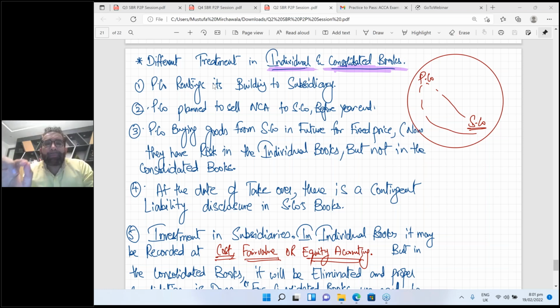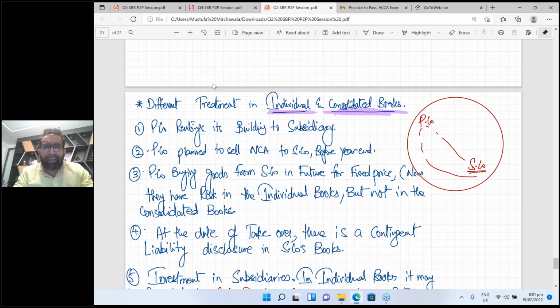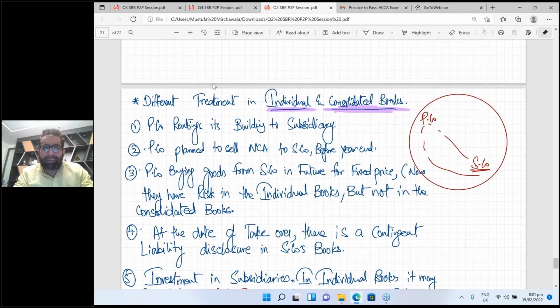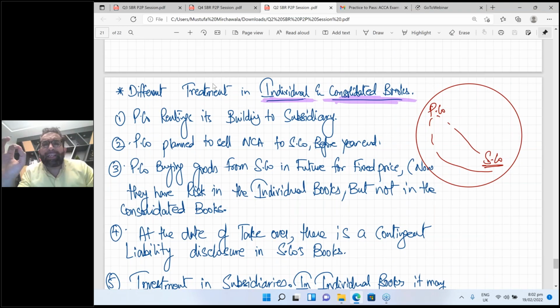Different treatment in individual and consolidated books means same transaction, but different treatment in individual books and different treatment in consolidated books, right? Okay, so these are some examples related to that. The first one is related to IAS 40.